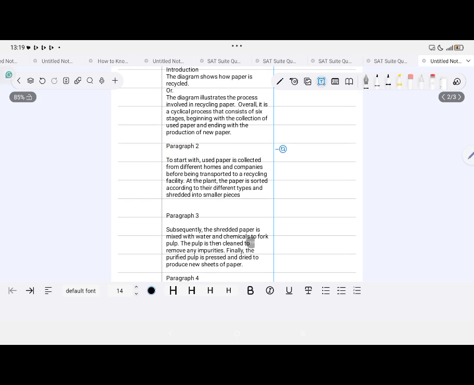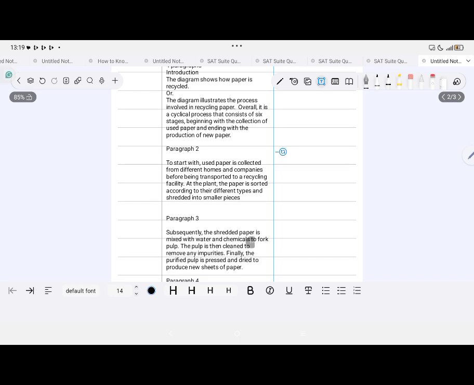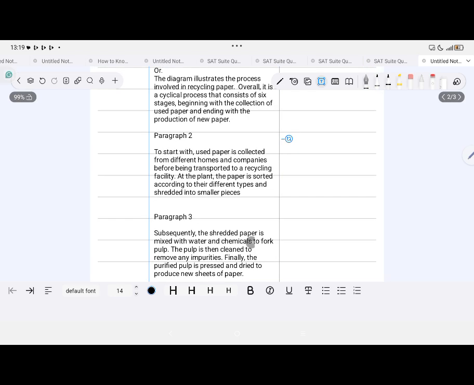So let's read it together. The diagram illustrates the process involved in recycling paper. Overall, it is a cyclical process that consists of six stages, beginning with the collection of used paper and ending with the production of new paper. To start with, used paper is collected from different homes and companies before being transported to a recycling facility. You see, that's just a continuation. At the plant, the paper is sorted according to their different types and shredded into smaller pieces.